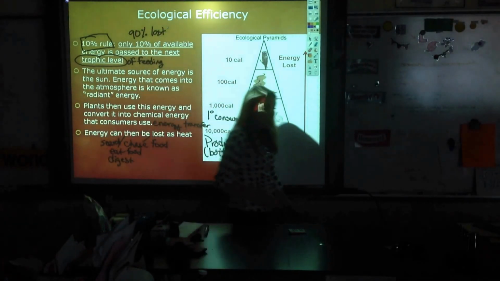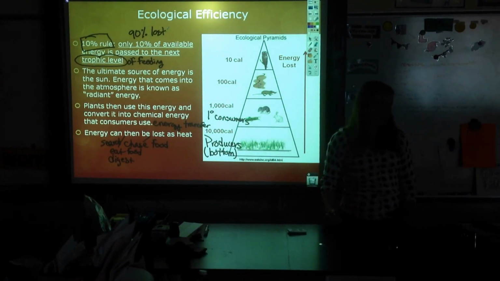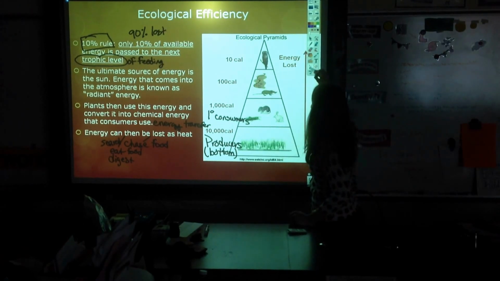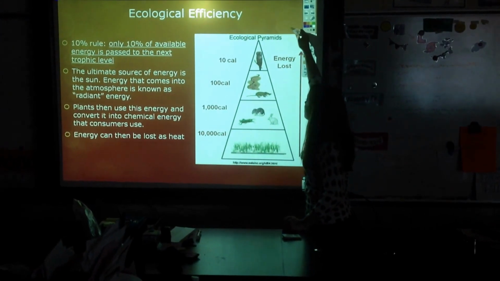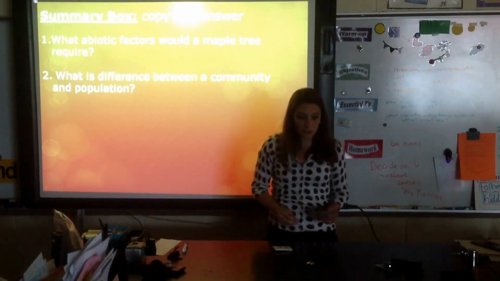And so as we move forward to continue talking about food webs and food chains, you do need to learn the vocabulary words and this idea of the 10% rule. You have your summary box, and if you would like, you can answer these questions in your summary box.